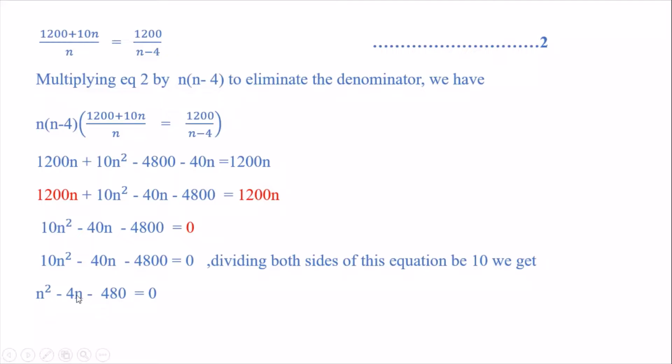Therefore, the two numbers that produce a sum of negative 4 and a product of negative 480 are 20 and negative 24. Bearing this in mind, let's proceed. I can write negative 4 as 20 minus 24, because I replaced negative 4 by the sum of these two numbers. So the whole equation becomes n squared plus, in the bracket, 20 minus 24 times n, minus 480 is equal to 0. Now, it becomes n squared plus 20n minus 24n minus 480 is equal to 0.